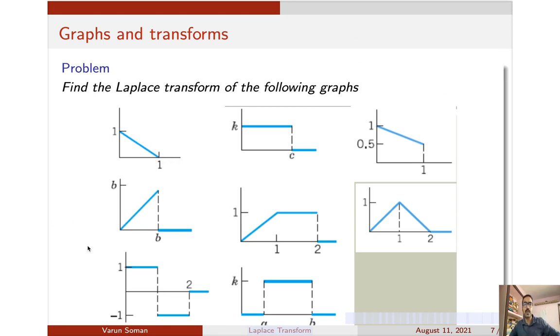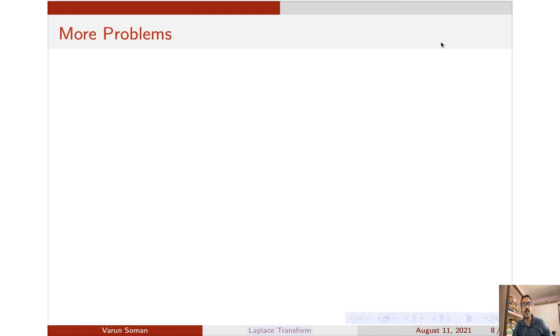In these examples, your f of t is not given to you directly, but you can try to find the equation of f of t from the graph. One idea I've told you is that you can try to find the equation in terms of x and y. Then you put x is equal to t, and you will get the value of y. That is your f of t. So please try to do these problems. These are very interesting problems, but they are not important from the examination point of view. Moving forward, let us do some more problems.